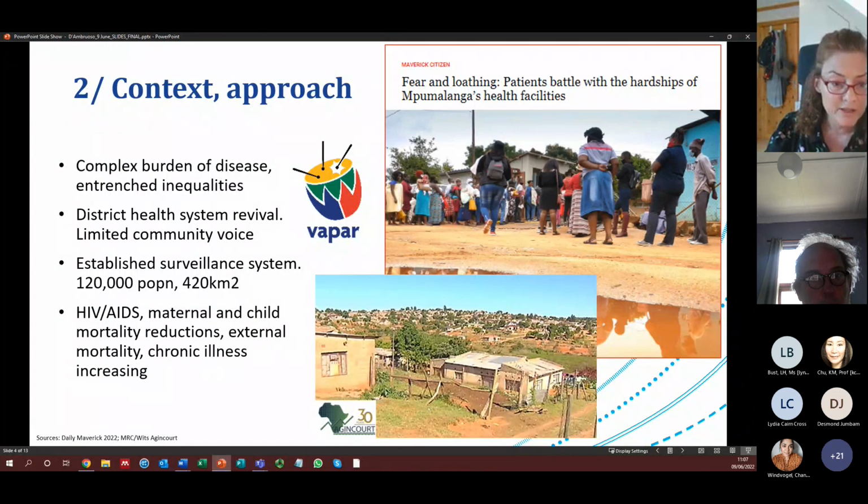Agincourt data shows shifting public health profiles. While HIV-related and maternal and child mortality are declining, deaths owing to injury and violence and heart disease are increasing, as are multimorbidity and chronic illness.